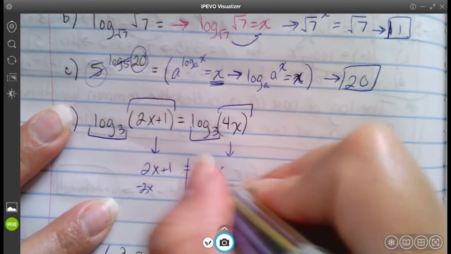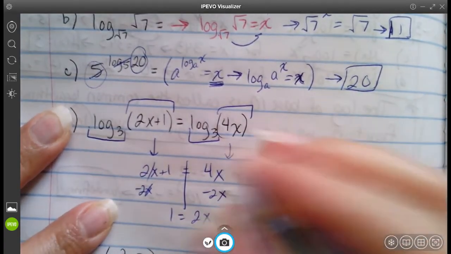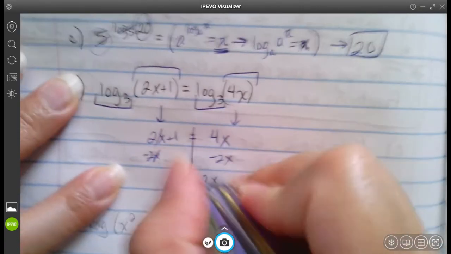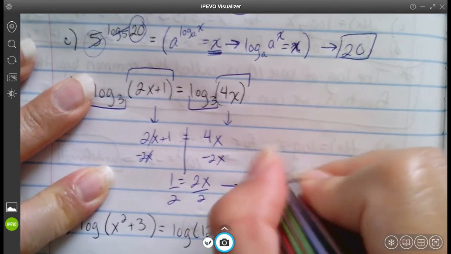So, subtract 2x from both sides. 1 equals 2x. In this case, divide both sides by 2. So x is equal to 1/2.